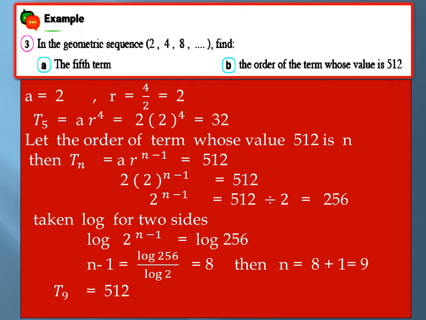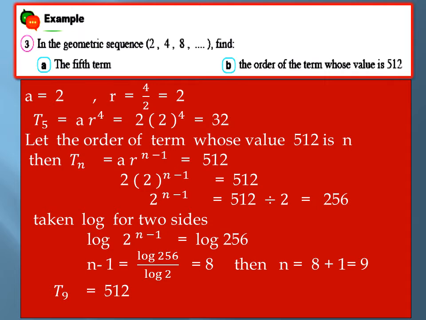Now we get the order of the term whose value is 512. Let the general term Tn equal 512. Any time we want to get the order of a term, let Tn equal the value of this term. Tn equals 512. Substituting A and R: 2 times 2 to the power n minus 1 equals 512.